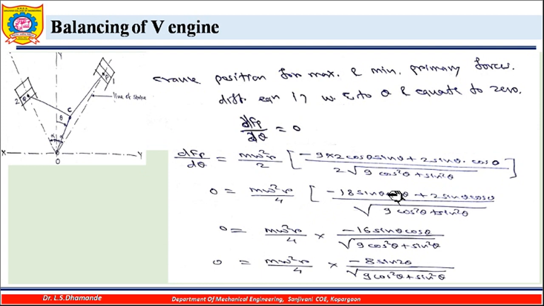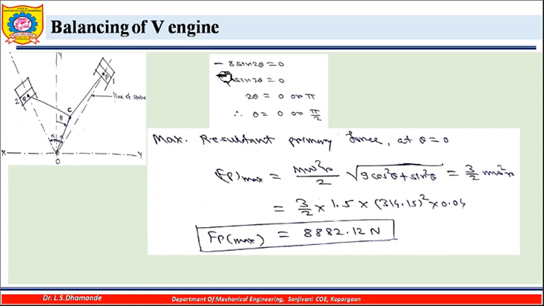So this is sin theta cos theta, it is 18, and this is 2 plus 2, so it will be minus 18 plus 2, minus 16, and the under root sign will remain the same. Again, if you write sin theta into cos theta as sine of 2 theta, it becomes 16 divided by 2, so it becomes minus 8. On further simplification, minus 8 sine of 2 theta equals 0, so sine of 2 theta is 0. It means 2 theta is either 0 or pi, and theta is either 0 or pi by 2. So the maximum resultant primary force is at theta equal to 0.